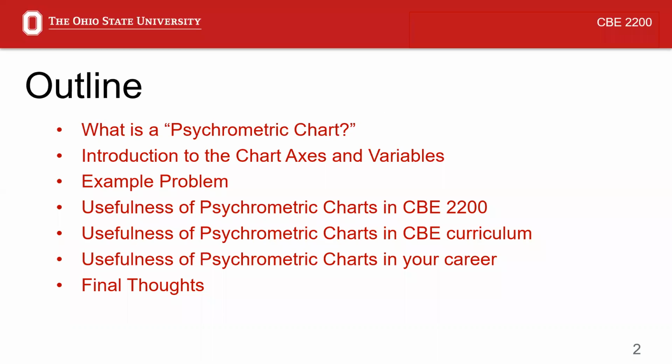I want to take you through where we're going to go, and we'll start with what exactly a psychrometric chart is, and we'll cover an intro to the chart axes and the variables that you can find within the charts. Then we'll do an example problem and get some experience using the charts, and we'll cover how the charts are useful in CBE 2200, the CBE curriculum as a whole, and even in your career. And finally, we'll wrap up with some concluding thoughts.